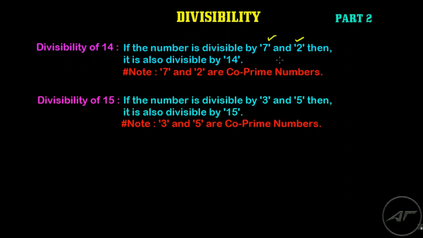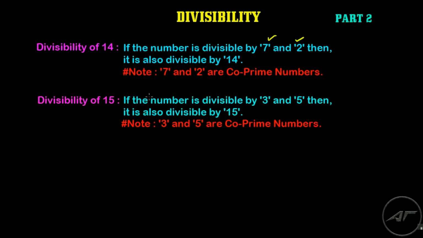Now I am not going to show any example here because in this video we have shown divisibility of 7 and in the previous video we have shown divisibility of 2. If you have to check for divisibility of 14, apply the divisibility rule of 7, apply the divisibility rule of 2, and if the number satisfies both the rules, then it is divisible by 14.